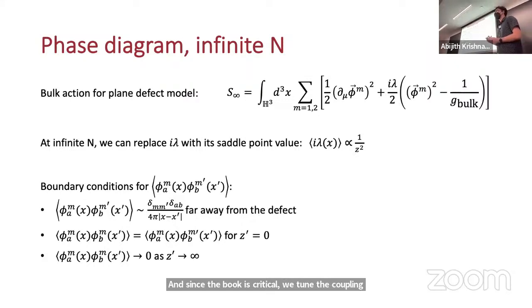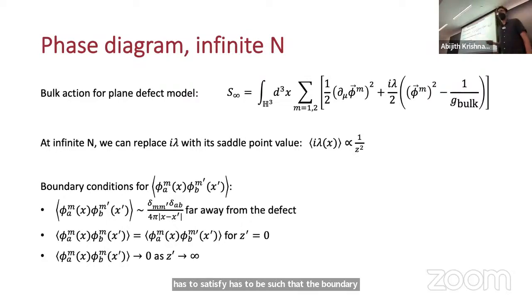At infinite n, the effective action for I lambda is just a Gaussian of 0 width, so we can just replace I lambda with its saddle point value. Additionally, we know that I lambda is dimension 2, so we know that it's proportional to 1 over z squared because the distance from the defect is our only length scale in this problem. But the coefficient in front of this 1 over z squared has to be such that the boundary conditions for our Green's function are satisfied.